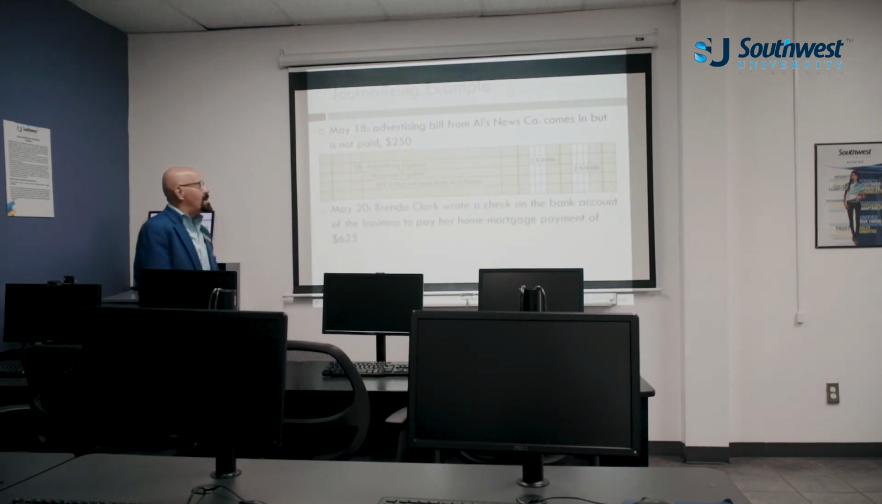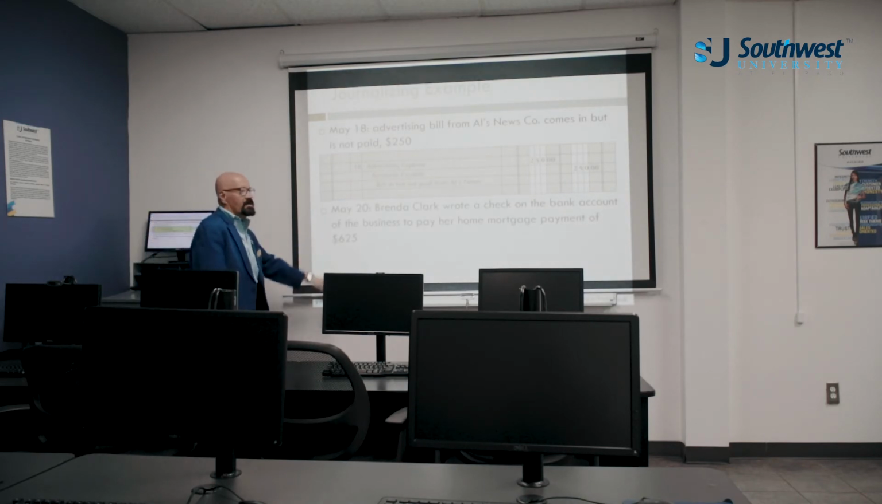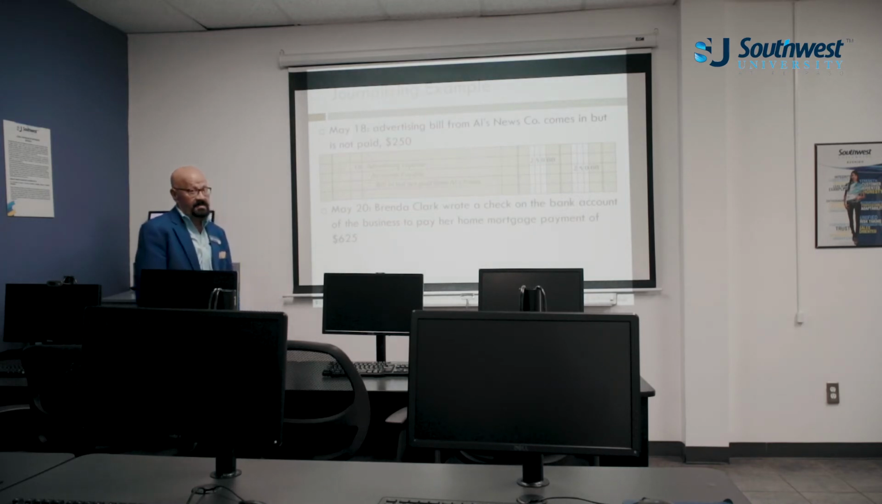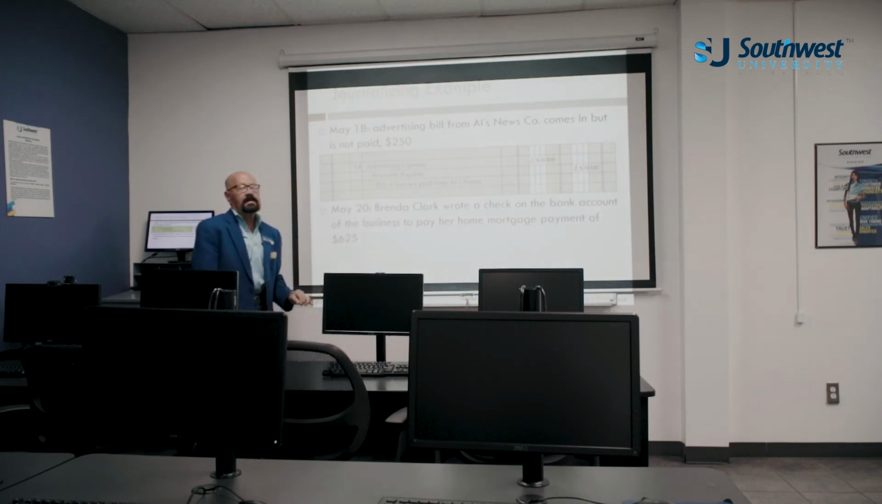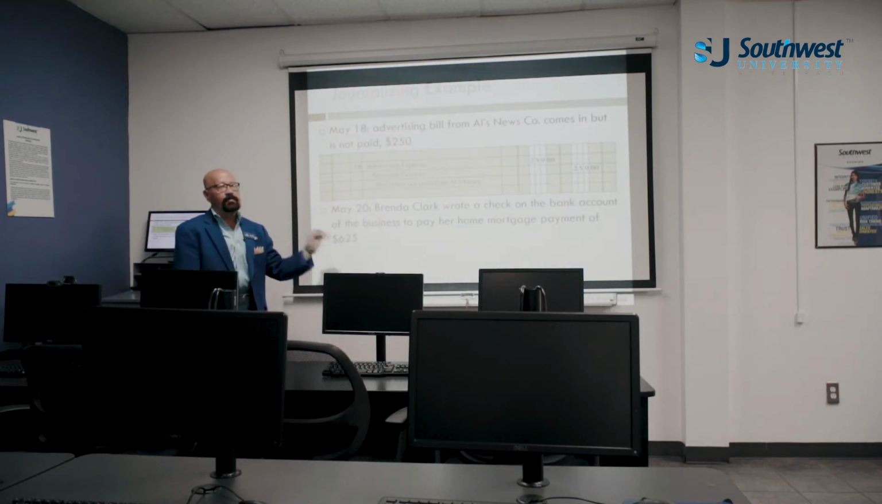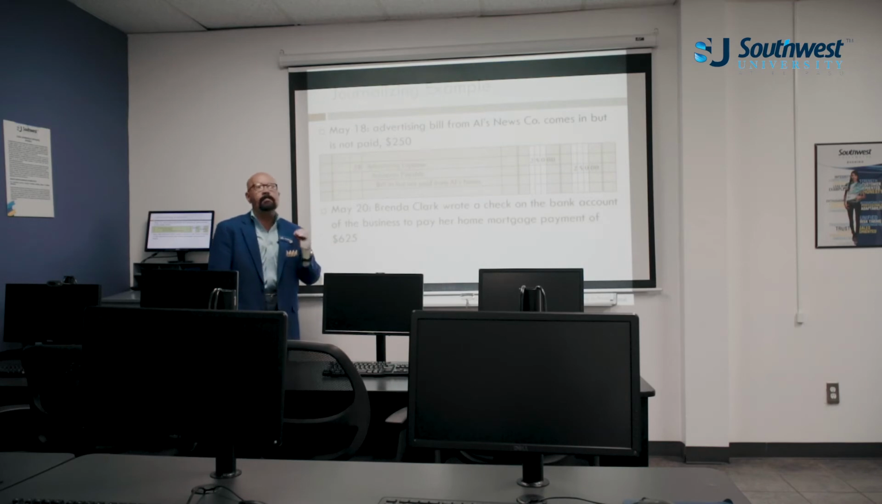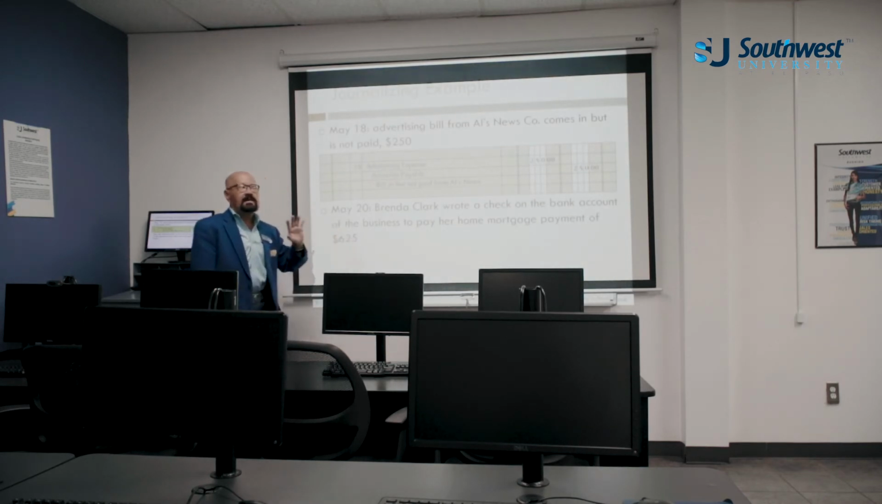Brenda Clark wrote a check on a bank account of the business to pay her home mortgage payment of $625. Now, we have to be careful with these kinds of things, okay? Because since it's her home mortgage, she cannot expense it to the business. That is against the law. And that'll get you audited by the IRS, okay? But there's a simple way to account for it. She's withdrawn money for her own personal use. She owns the company. She can do that.